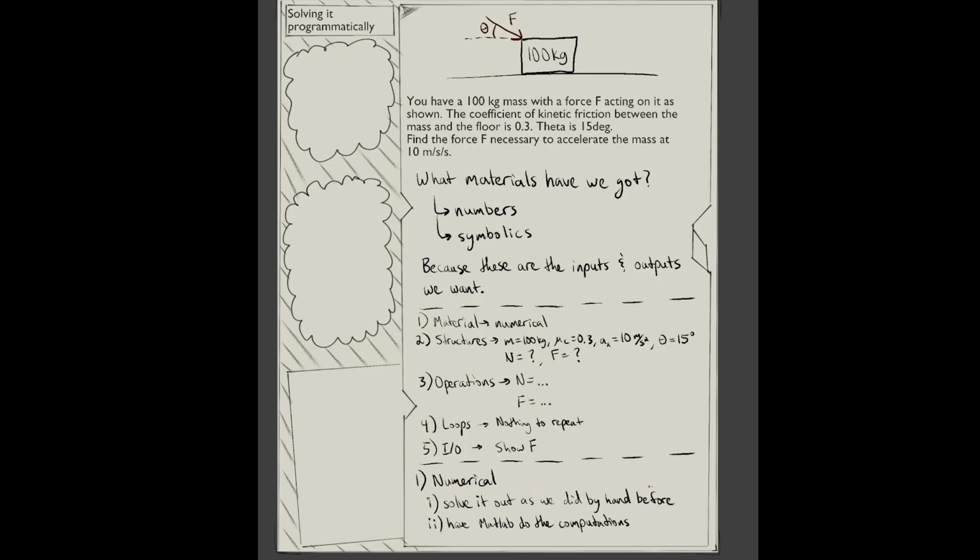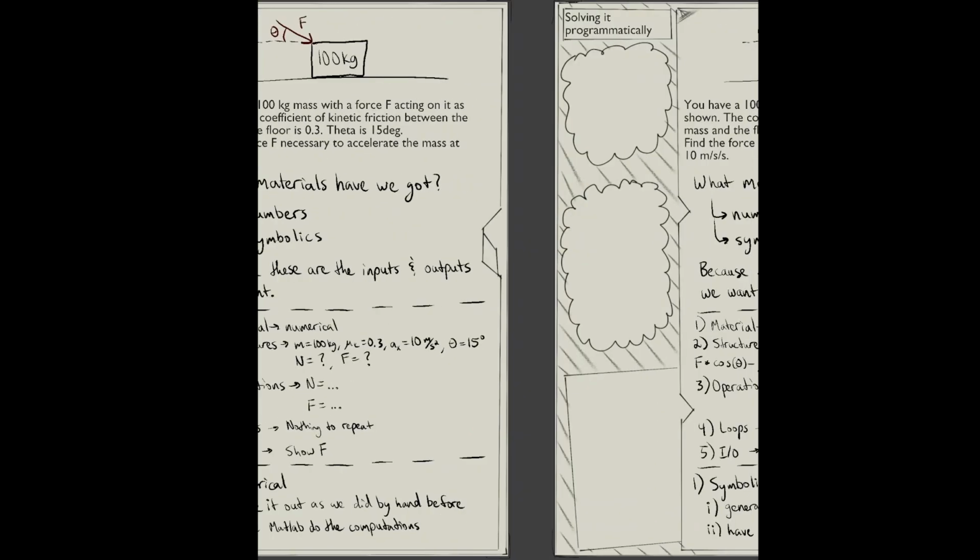So with numerical, let's sum it up. We would solve it out as we did by hand before, and then we have Matlab do the calculations. So basically have Matlab be a calculator for us, handling the order of operations and everything in doing the computation. Next option was symbolically, right?